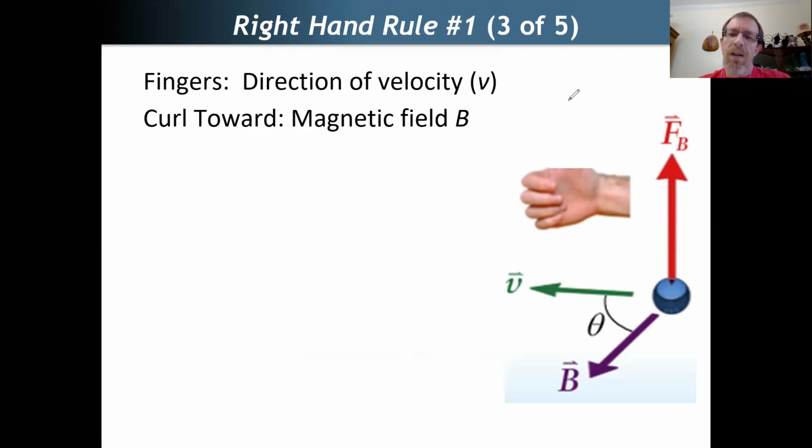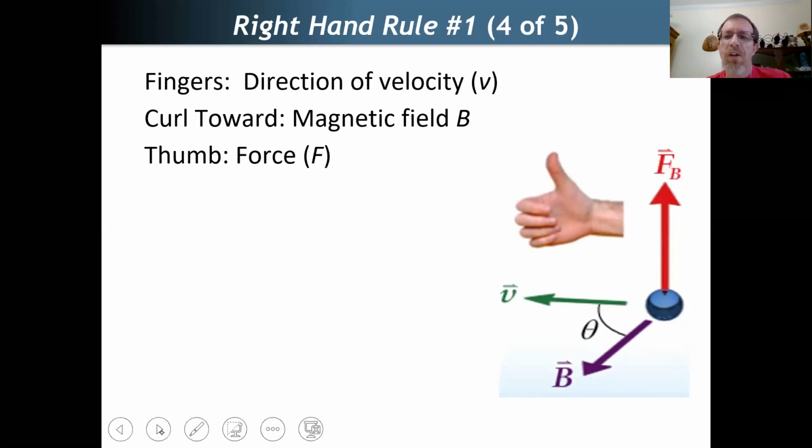so we hold our hand in the direction of V. Okay, and then curl our hand in the direction of B. And what's going to happen is our thumb is going to point in the direction of the force F. So that magnetic field B is exerting a force F on this charged particle that's given by, well, at least the direction is given by this right-hand rule. Put your fingers in the direction of the velocity, curl your fingers in the direction of the magnetic field, and your thumb should show the direction of the force.